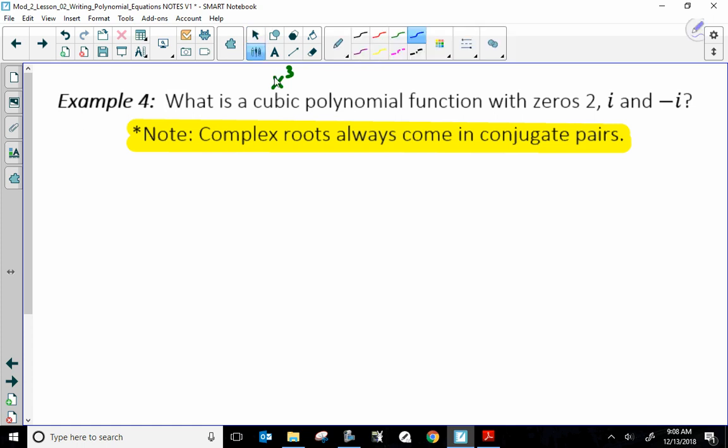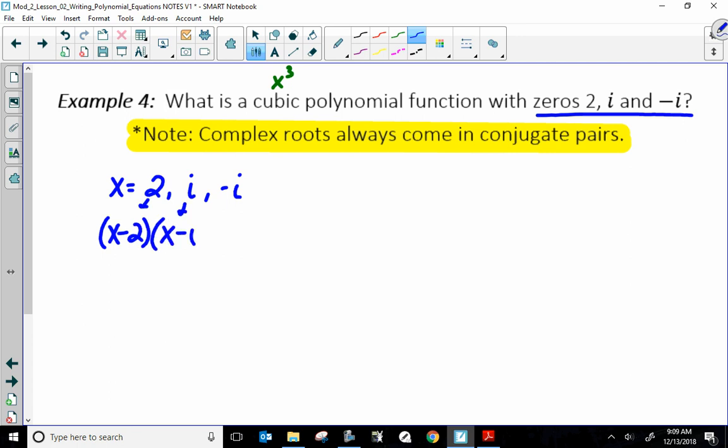So let's just do the work they're asking us for. Here are the zeros, all right? So if x equals 2, i, and negative i, I need to find out what factors they come from. Well, that's x minus 2. This one gives me x minus i, and this one gives me x plus i.